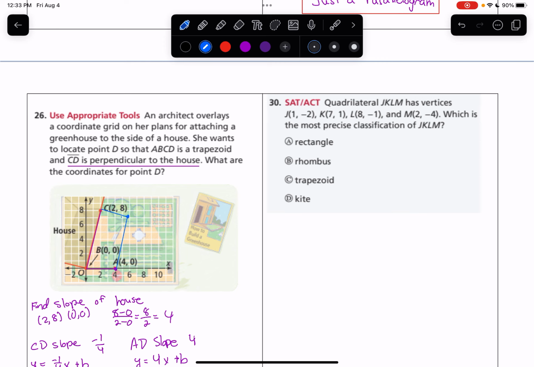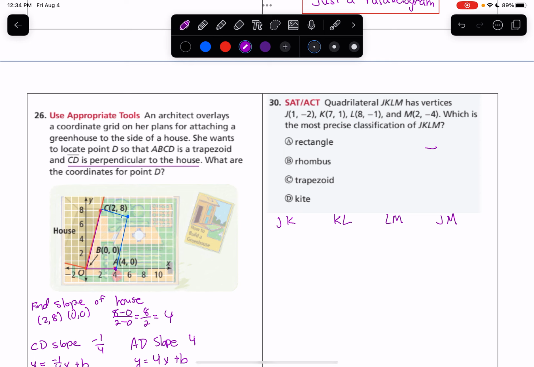Number 30, quadrilateral JKLM has vertices. Which is the most precise classification of JKLM? So we're going to have to go through all our stuff here. We're going to have to find the slopes of these lines in this shape, and we're going to have to find the lengths of the lines here. So we'll start by finding the slopes. I think that's going to be the fastest way, because then we can find out whether this is a quadrilateral or not. So we can go ahead and find the slope of JK, the slope of KL, the slope of LM, and the slope of JM, or MJ. So those are the four sides.